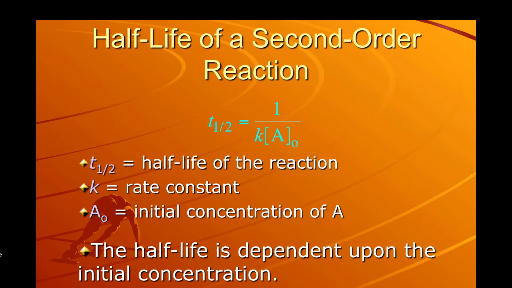I can still find the rate constant because it's going to be the slope of the line. In a second order reaction, the half-life changes. So it won't always be 5 seconds. It won't always be 7 seconds. It won't always be 2.5 hours. It will change as time goes on.